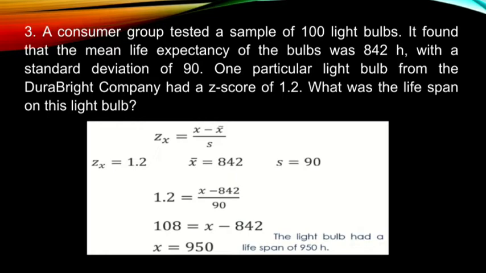Therefore, 1.2 equals x minus 842 divided by 90. So, paano po naging 108 yung nasa pwesto ng z-score? Ang ginawa ko po ay multiply 1.2 sa 90, kaya po 108. So, cross multiplication. So, 108 equals x minus 842.